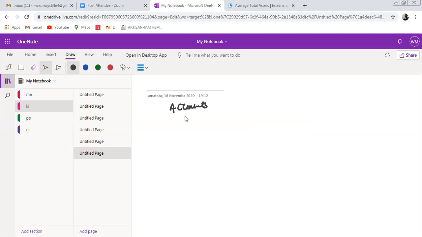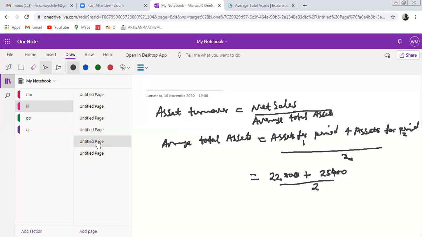Before you go far, you have calculated the average total assets. So if you were to work out the asset turnover, we have net sales, we have net assets there provided. I see we have calculated the average total assets by taking the one for 2017 and 2018 and dividing by 2.